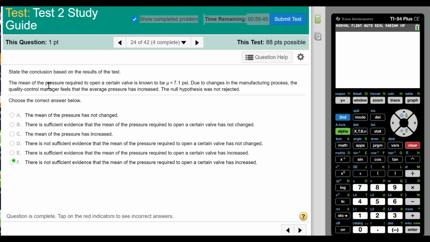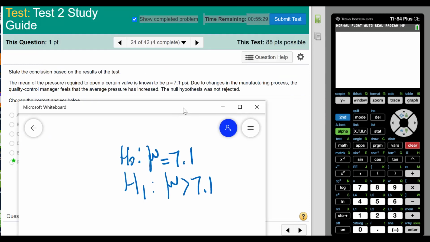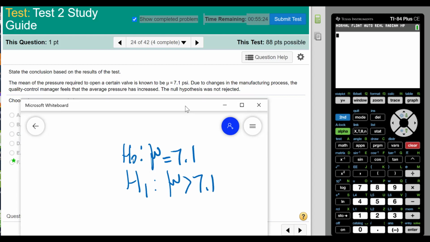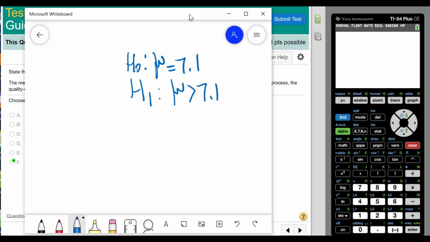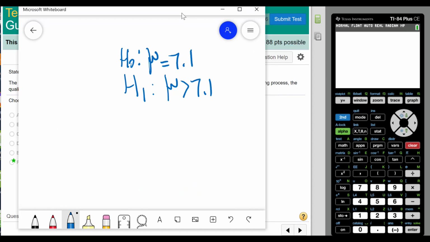The mean of the pressure required to open a certain valve is known to be 7.1 psi. Due to changes in the manufacturing process, the quality control manager feels that the average pressure has increased. So actually here, the mean is believed to be 7.1, but the quality control manager feels that the average has increased. The null hypothesis was not rejected. So we failed to reject H0. What can you say about the claim?